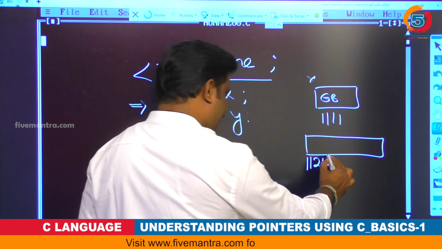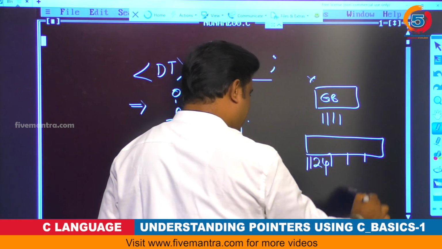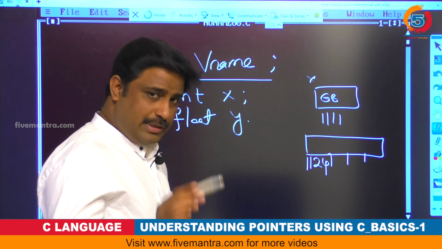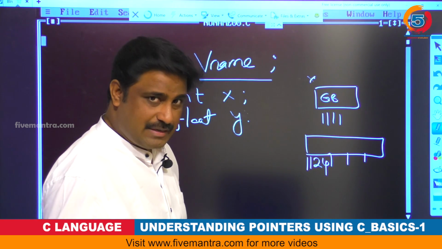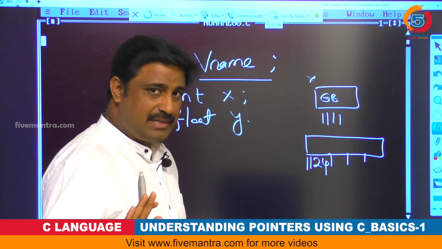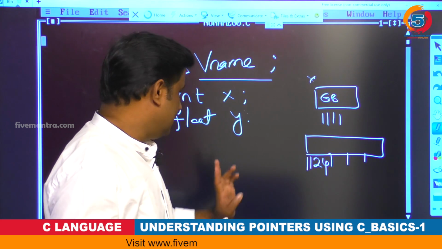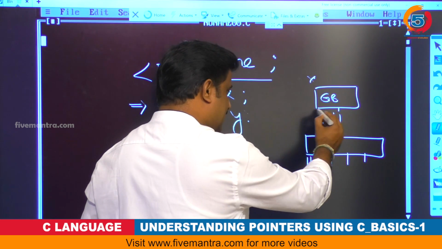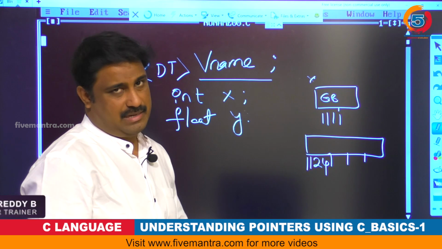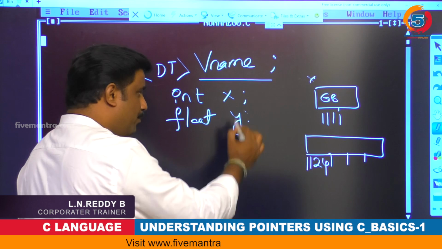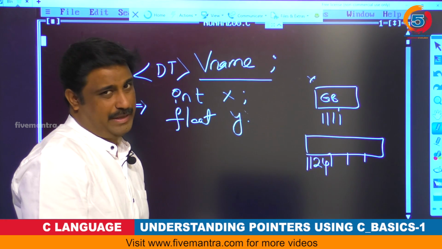Okay, it has 1 byte, 2 bytes, 3 bytes and 4 bytes, so 4 bytes of memory will be allocated. You know that data will be saved in zeros and ones format and each byte has 8 bits. Okay, total 4 bytes. This is the float, and x is 2 bytes. Why? Because it is an integer. Starting address of this is 1111, right?